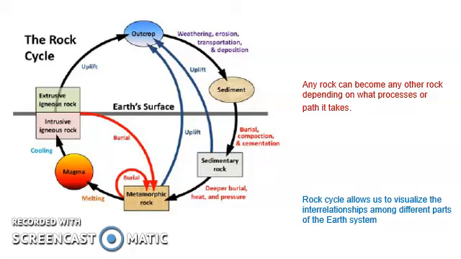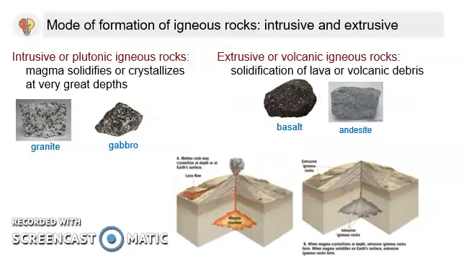The rock cycle allows us to visualize the interrelationships among different parts of the Earth system. It helps us understand the origin of igneous, sedimentary, and metamorphic rocks, and visualize that each type is linked to the others by earth processes. That is why it is called a cycle.